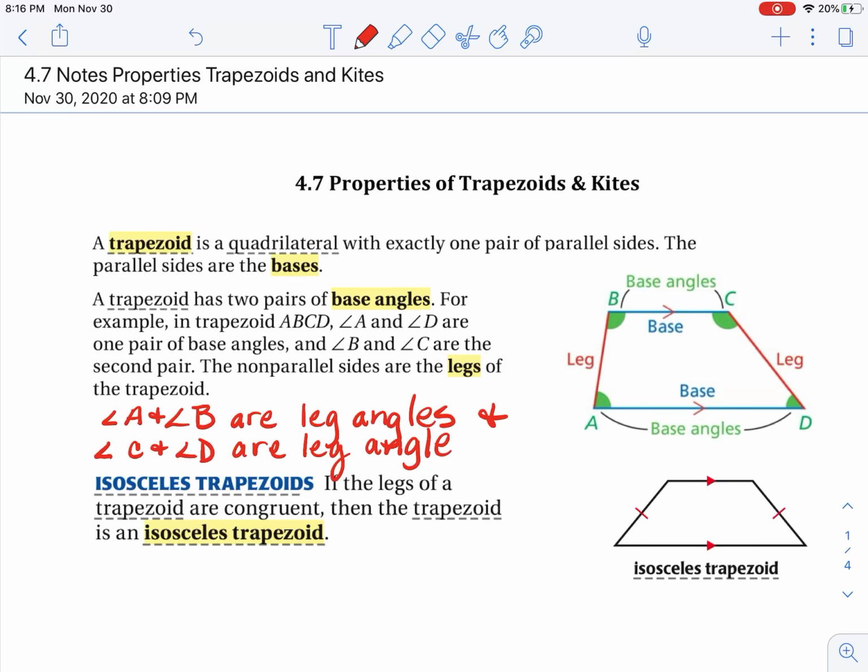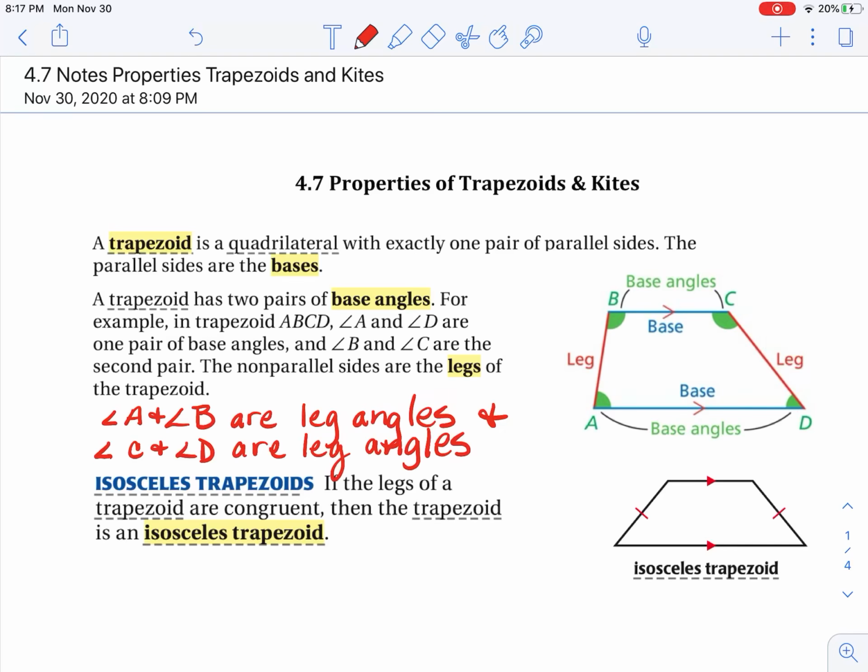All right, so our sides are going to be called our bases and our legs. Our bases are going to be our parallel sides and our legs are going to be our non-parallel sides. And then our angles are going to be called either base angles or leg angles. Our base angles run along our bases, which are blue, and our leg angles run along our legs, which are red in that picture.